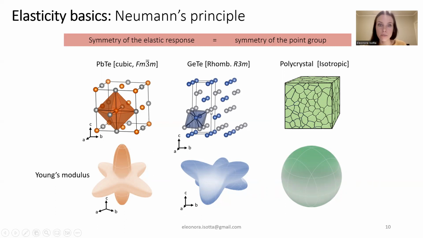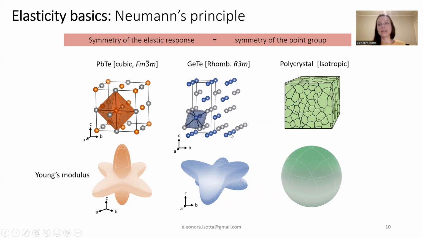Germanium telluride, for example, has a rhombohedral structure, which is a sort of distortion of the same structure that we saw in lead telluride. And in fact, the isosurface of the Young modulus looks like the one of lead telluride, but with a distortion. So that's because it follows the same symmetry of the crystal structure.